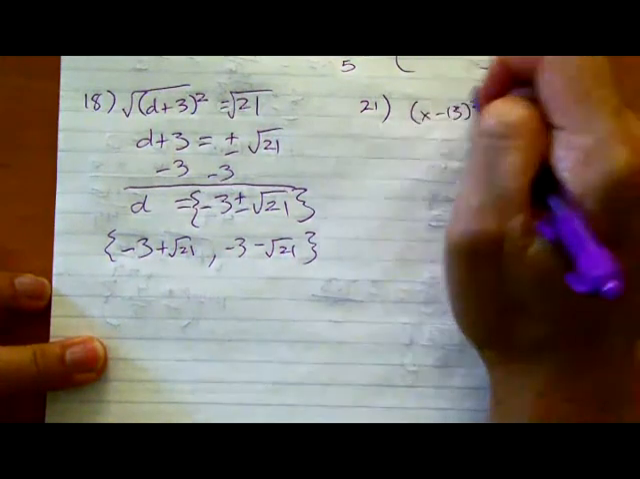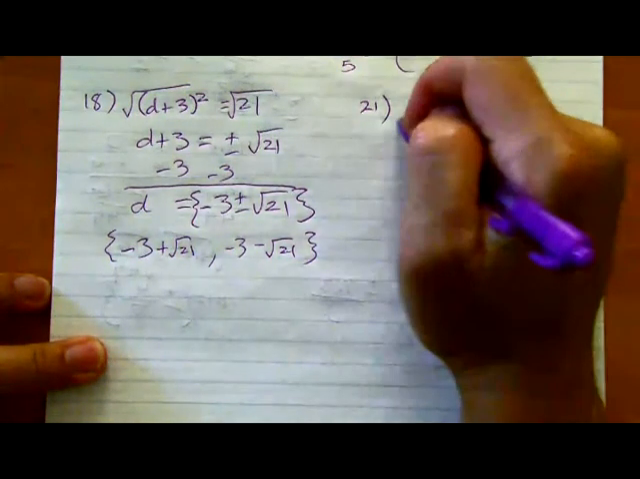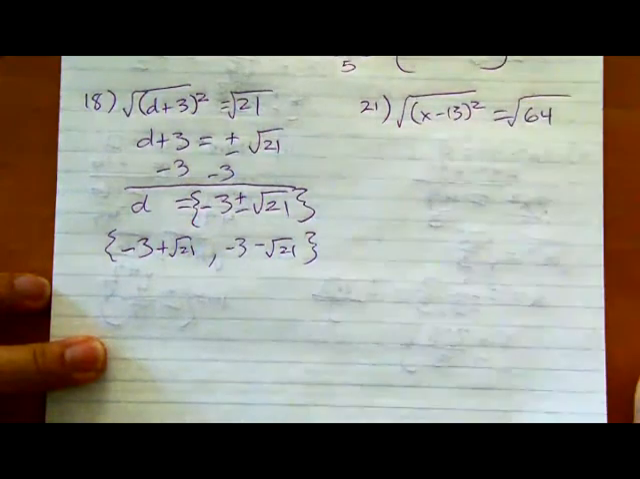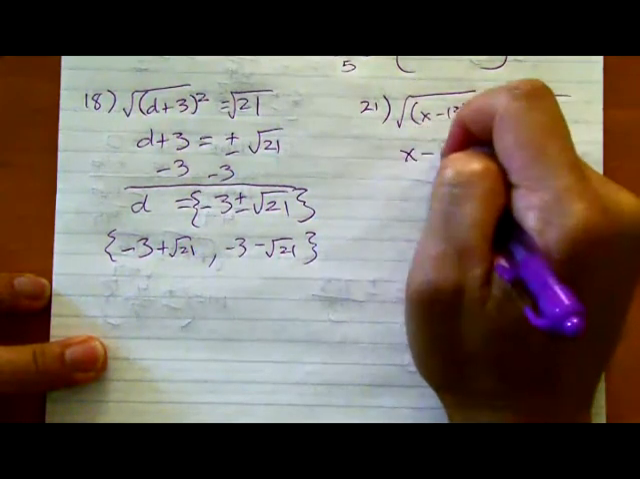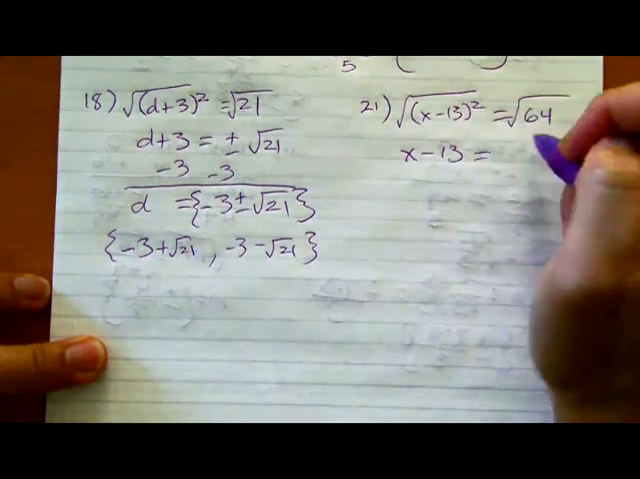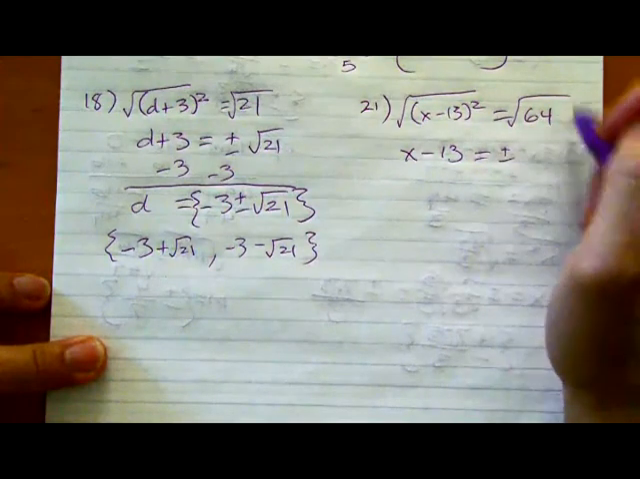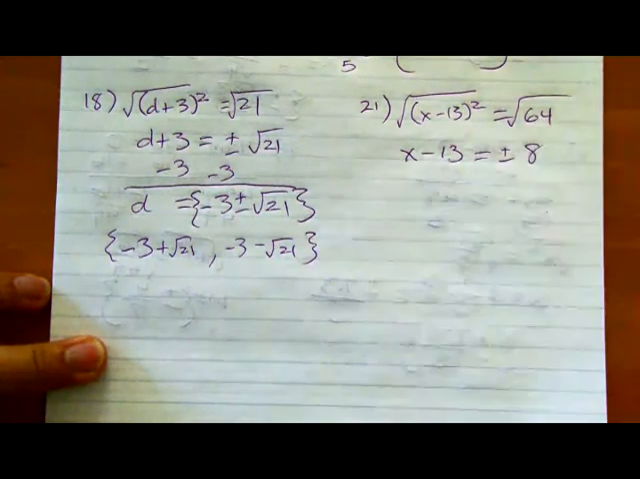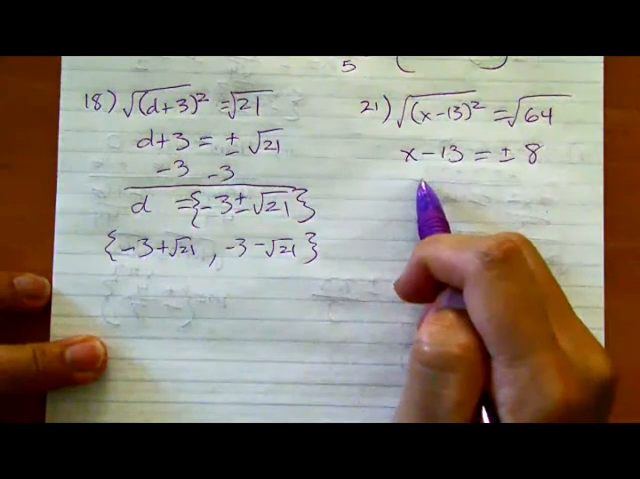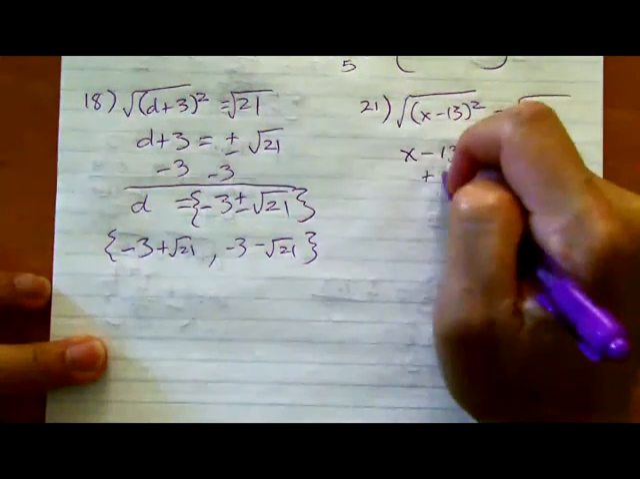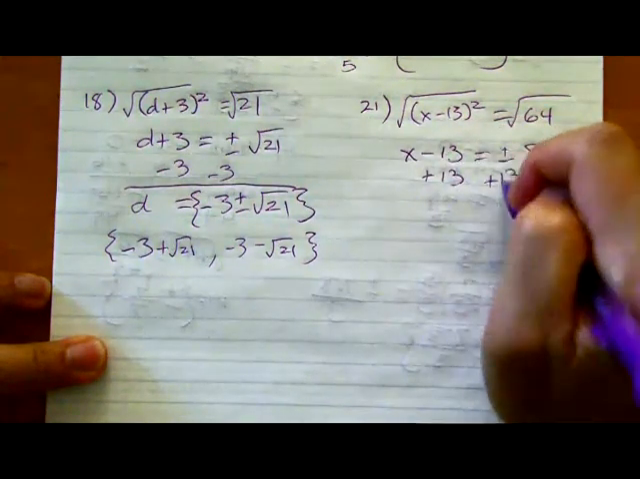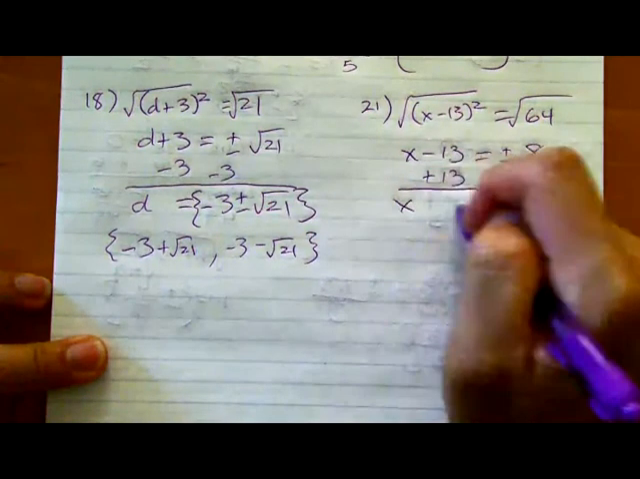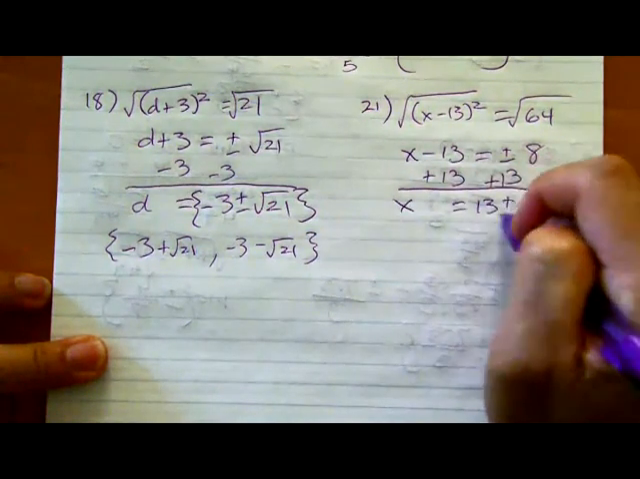This right here, the whole thing is a square term, so we could square root both sides. That'll give me x minus 13 equals positive and negative... Oh, we can square root the 64. That's 8. All we gotta do is get x by itself now. Add 13 to both sides. X equals 13 plus or minus 8.